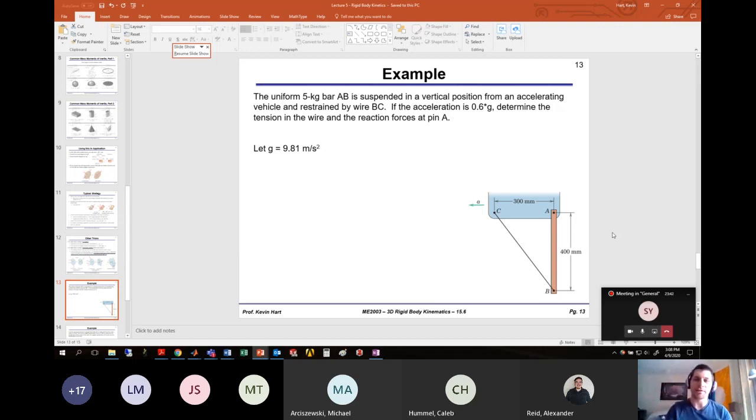We have a uniform 5 kilogram bar. Here, this is bar AB, 400 millimeters in length. It's suspended in a vertical position from an accelerating vehicle and restrained by BC. So it's sort of suspended in this position from a vehicle, which is supposed to be this sort of gray thing, moving to the left. We're told the acceleration of this vehicle is 0.6 times g, where g is the acceleration of gravity. And we want to determine the tension in this wire BC and the reaction forces at A.